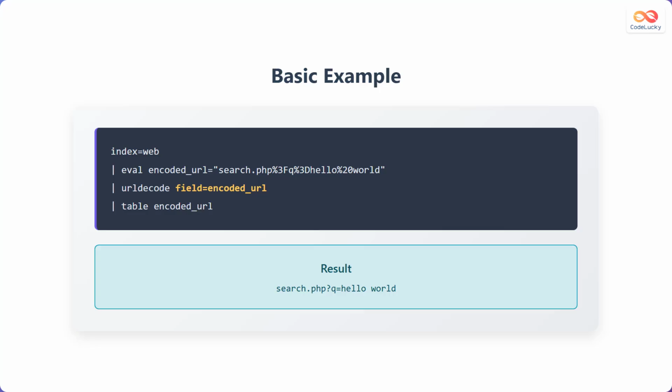Here's a practical example of using URL-decode. We start by searching the web index, then create a test field with encoded URL data using the eval command. The encoded string contains search.php%3fq%3dhello%20world. When we apply URL-decode to this field, it converts back to the readable format, search.php?q=hello world.